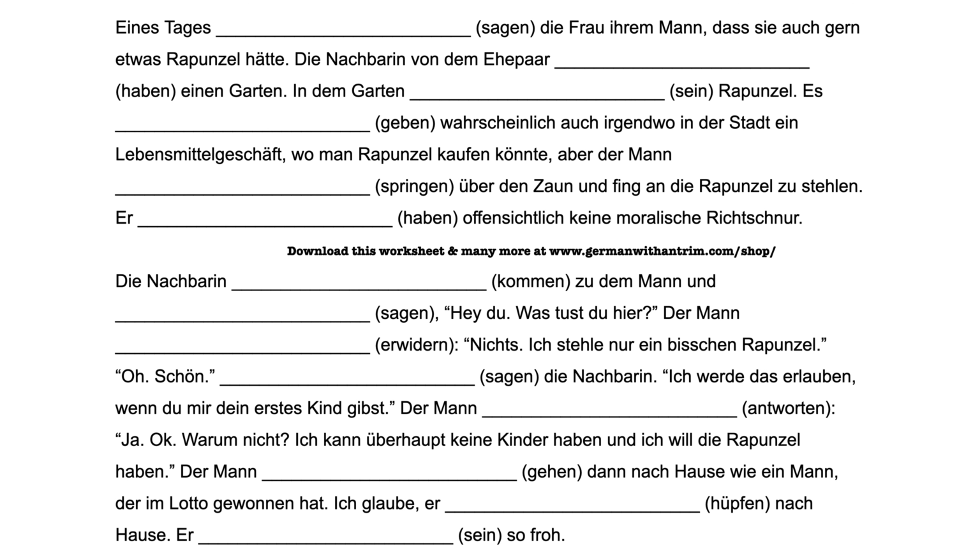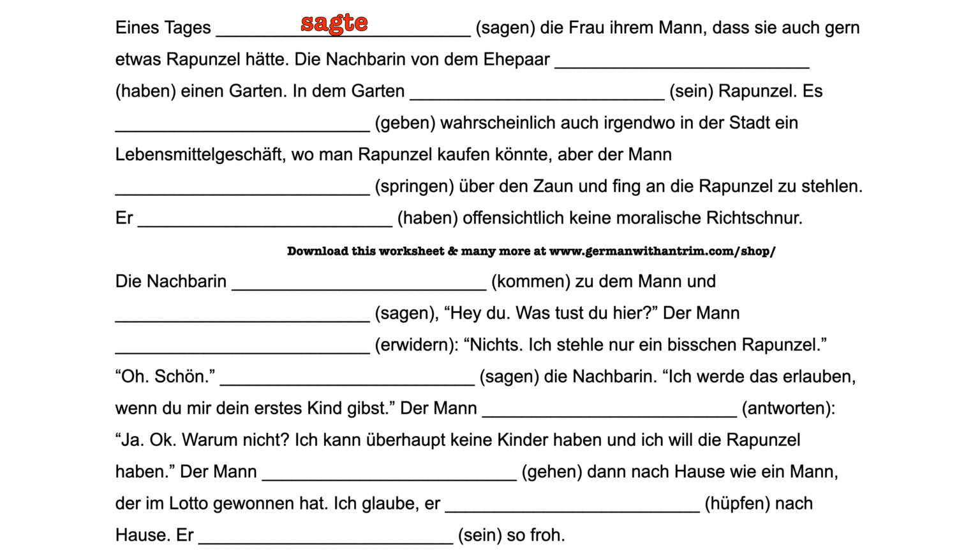"Eines Tages," a form of sagen, "die Frau ihrem Mann." So in this case we have die Frau as the subject of the sentence, and so we're going to use the sie s form of the verb for the verb sagen. Sagen is a regular verb, so we just add a te to the end of our stem, and we end up with sagte. "Eines Tages sagte die Frau ihrem Mann." One day the woman said to her husband, "dass sie auch gerne etwas Rapunzel hätte," that she would like to have some Rapunzel, or this plant that you can eat. It's kind of like a lettuce type plant.